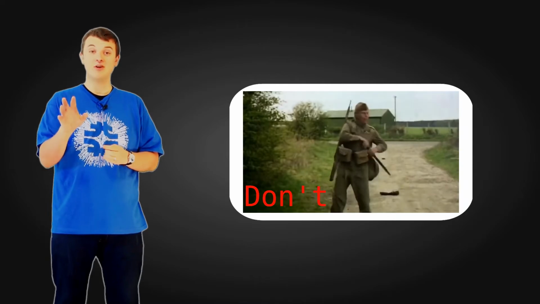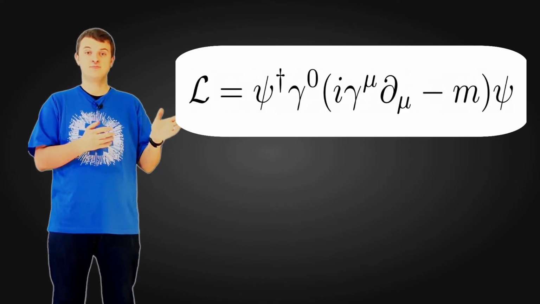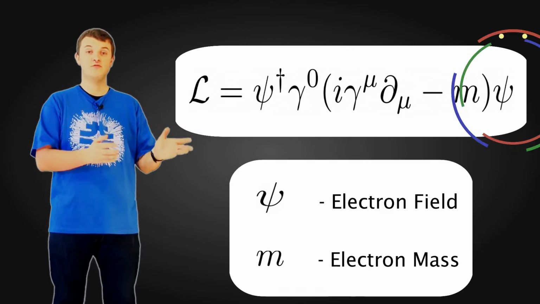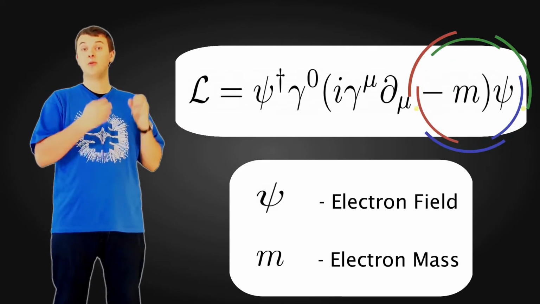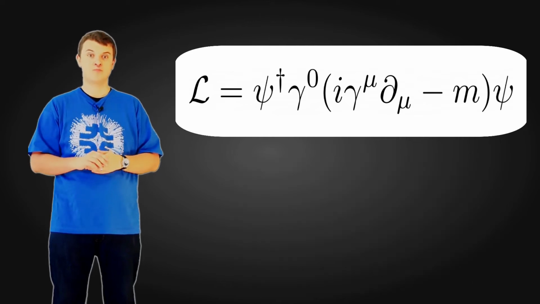So I still haven't explained what symmetries have to do with particle physics. Well, to do this, I'm going to show you some maths. Now, remember our deal, don't panic. Here is a Lagrangian. Psi is the electron field, and m is the electron mass. Don't worry about what all of the other squiggles mean for now.